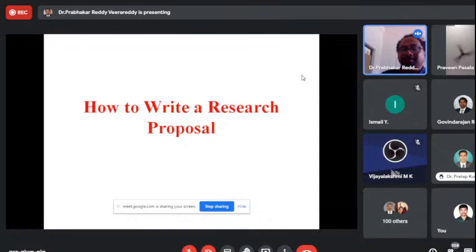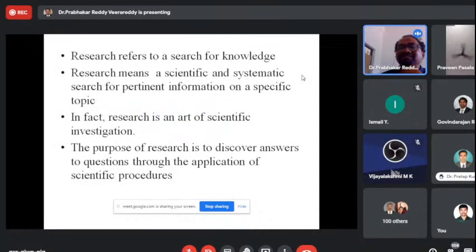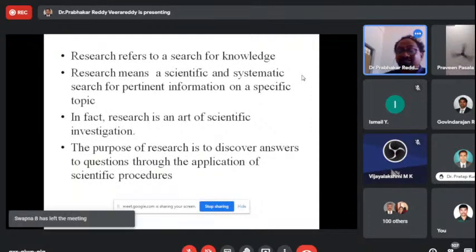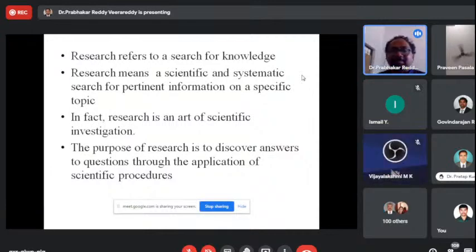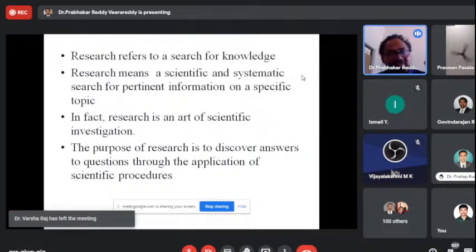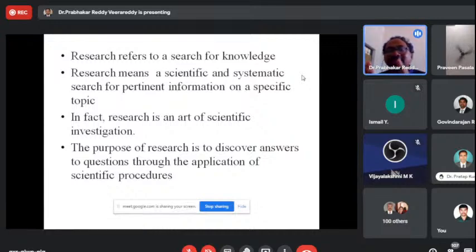Now I am giving the definitions. Research refers to a search for knowledge. Research means a scientific and systematic search for pertinent information on a specific topic. In fact, research is an art of scientific investigation. So what are you doing? You are doing investigation on science. The purpose of research is to discover answers to questions through application of scientific procedures. So whatever research you are doing, your paper should be referred to by others.